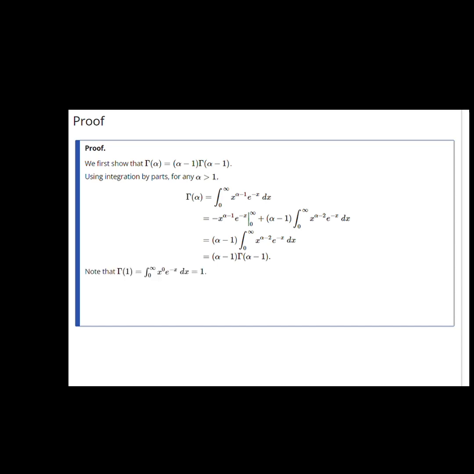Now it's easy to check that gamma of 1 is the integral of x to the power 0 e to the minus x, and that's 1. And that determines all the subsequent values of gamma of alpha for integral alpha. Putting alpha equals 2, we get gamma of 2 is 1 times gamma of 1, which is 1. Gamma of 3, 2 times gamma of 2, which is 2. Gamma of 4, 3 times gamma of 3, which is 3 times 2, or 3 factorial. The other value of gamma we mentioned above, gamma of 1/2 equals the square root of pi, can be proved using double integrals. We won't go into that here.